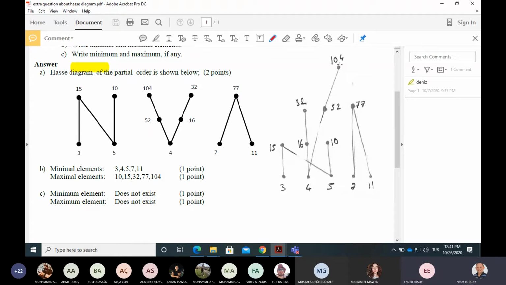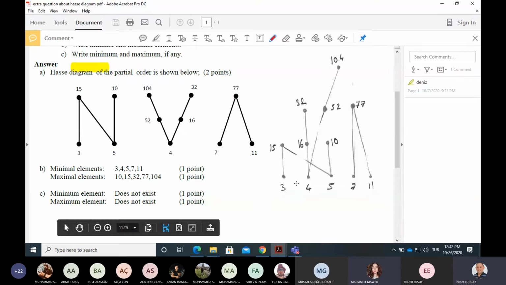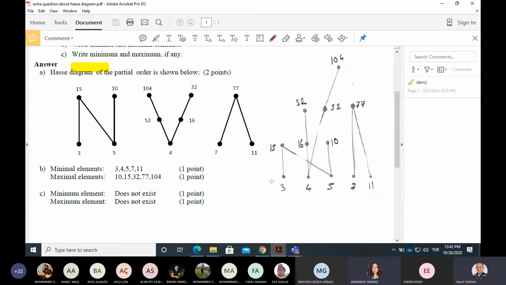Yeah, I mean, for example, 15 can't be on the third line because it's 16 in the second line. Yes, exactly. Thank you very much. Is it like because 32 is not comparable with 52, but 52 is comparable with 4? Yes, 52 is comparable with 4. But 52 is not comparable with 32.